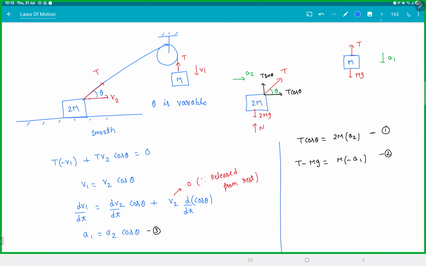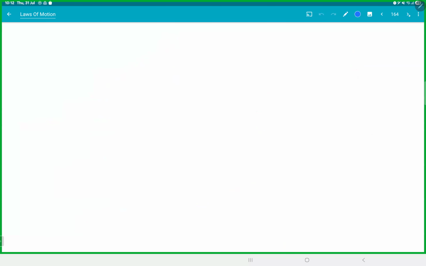How much will that be? I'm asking you to find the acceleration of the block M now. So I want to find a1. So I don't want a2. So let me solve it on the next page.